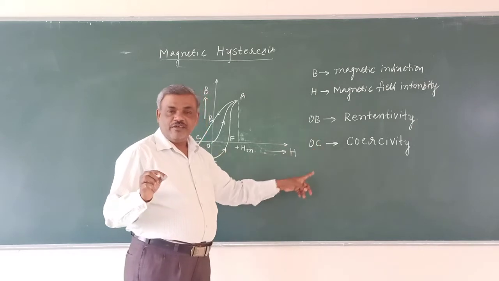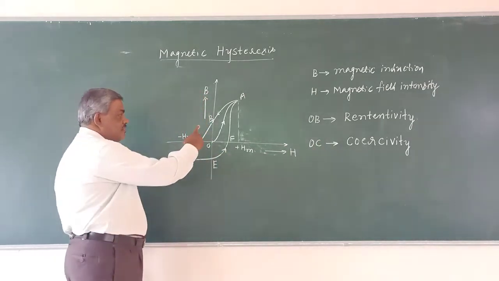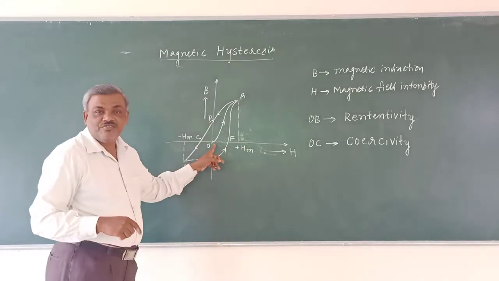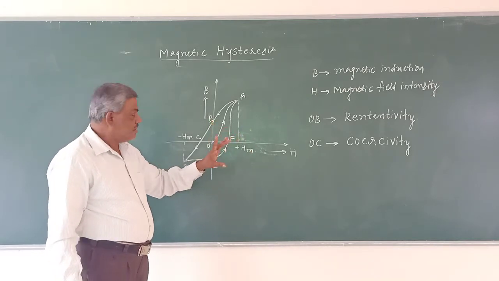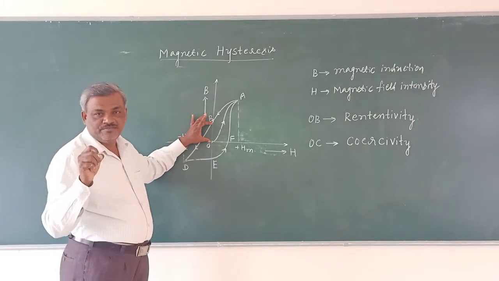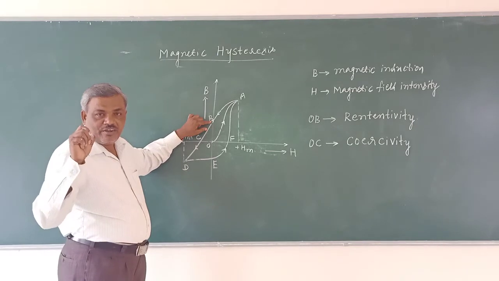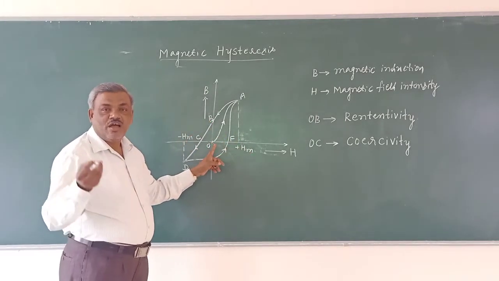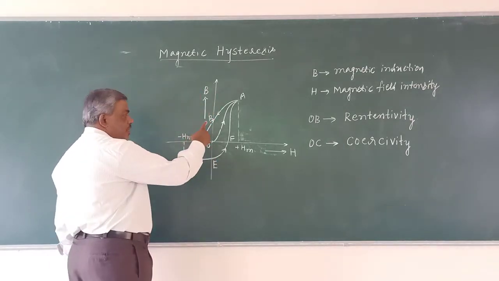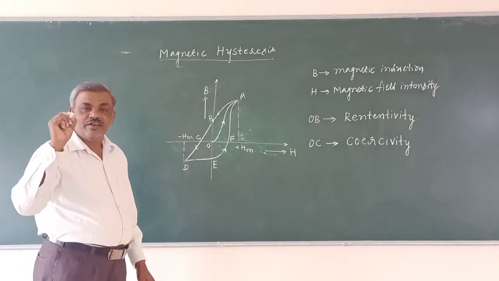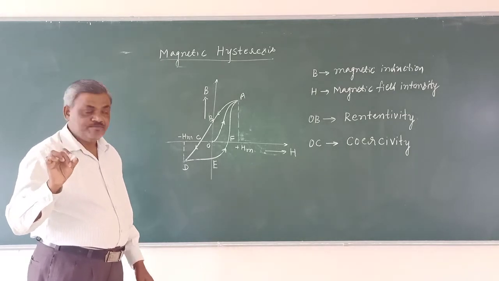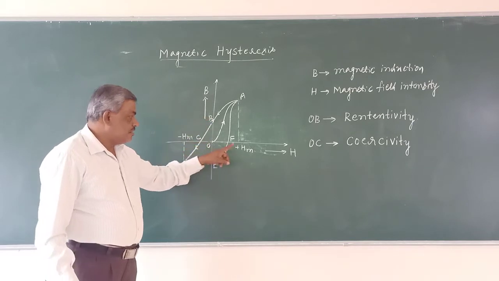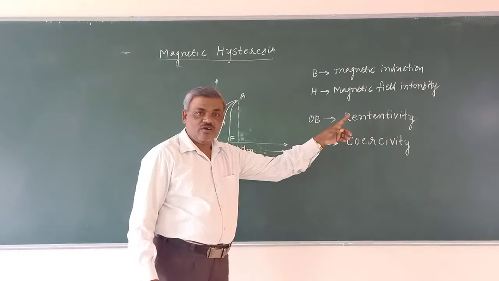Define retentivity: the property of a ferromagnetic material, the magnetic induction left within the specimen when magnetic field intensity is reduced to zero. Or simply, the value of B when H equals 0 is called retentivity. This is one more question. Define retentivity: the magnetic induction left within the specimen when the magnetic field intensity is reduced to 0. OB is called retentivity.